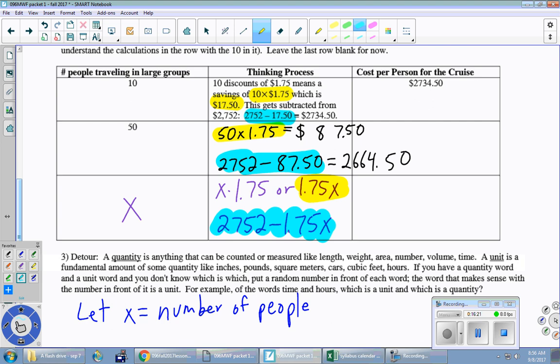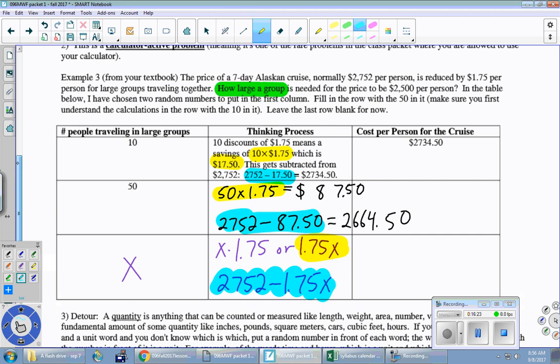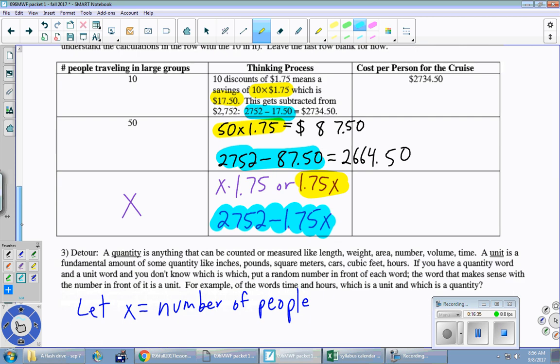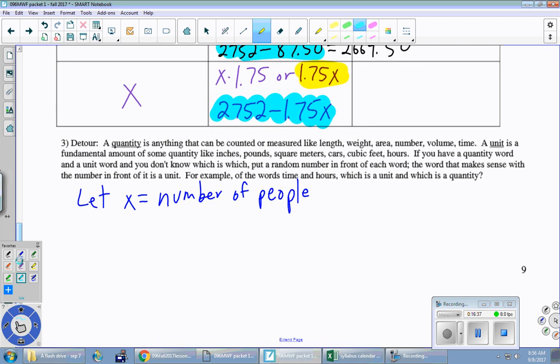Okay, last piece of this puzzle is to deal with the 2500. We want the price to come down to 2500. And this blue highlighted thing is the price. What do I do with the 2500? Set it equal. That's it. That's it. We'll come down here. So 2752 minus $1.75x equals 2500.